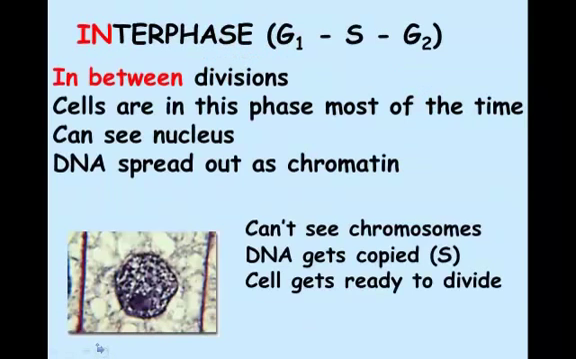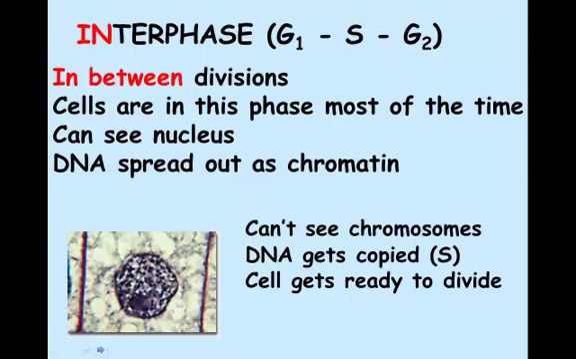So if you remember from the last time we talked, interphase is made up of the G1, S, and G2 phases. Interphase is the in-between dividing phase. It's the part of the cycle when the cell is not dividing. It's hanging out in the body, doing its job, and cells are in interphase most of their lifetime.